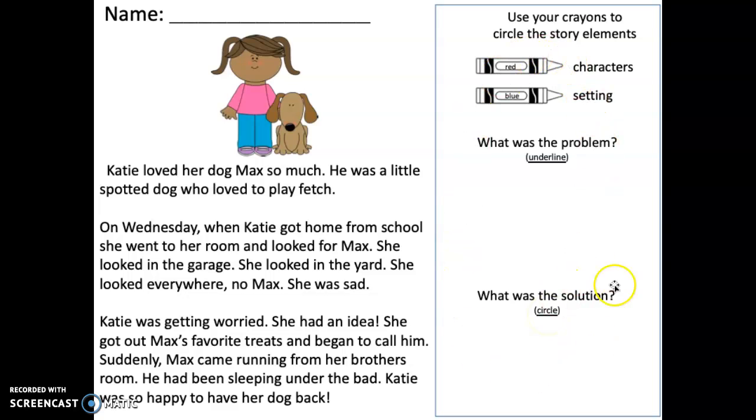This is all very similar to what I did in the learning video. All right, so don't forget, after the story: red crayon, blue crayon, underline problem, circle solution.